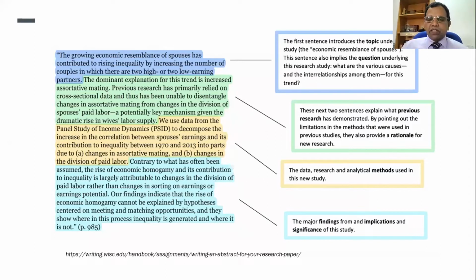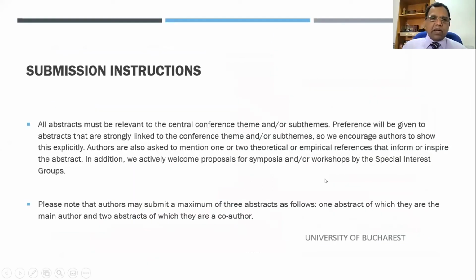Therefore in research, it has to be novel. We don't reinvent, but we can extend our research from what has already been found by other people. That is why we do a literature survey. Moving forward, then come the data, research, analytical methods, and other things of the study. Then the major findings, and the implications and significance of the study. This is how it comes.